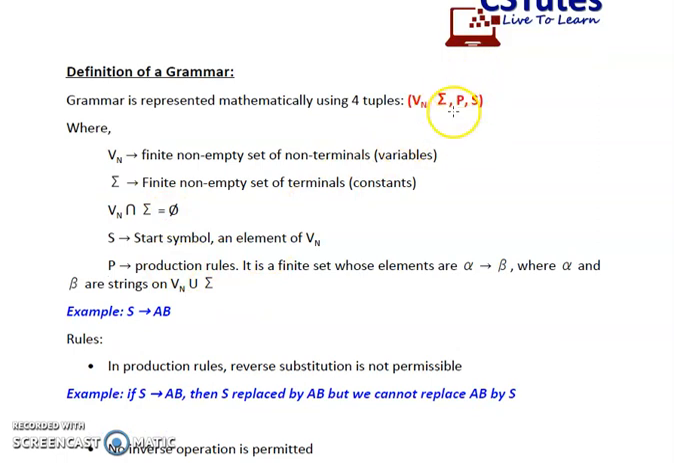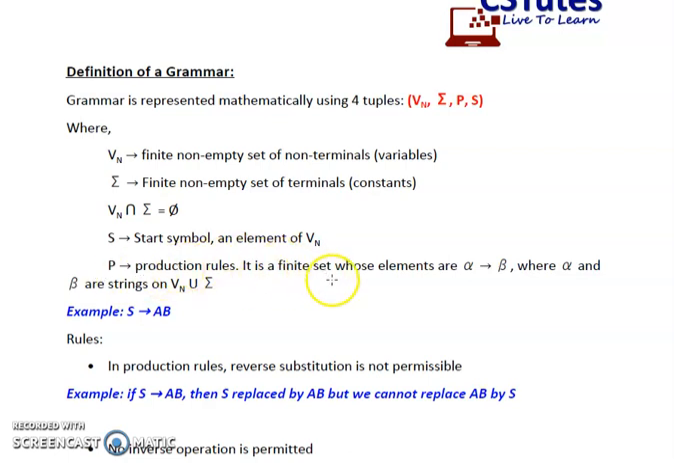Now next, the fourth tuple is capital P. So capital P is not a non-terminal. It is a tuple that is representing our production rules. So basically the most important thing in a grammar is this capital P. It is the set of rules that defines what action has to be performed by a particular machine. So these are our production rules.